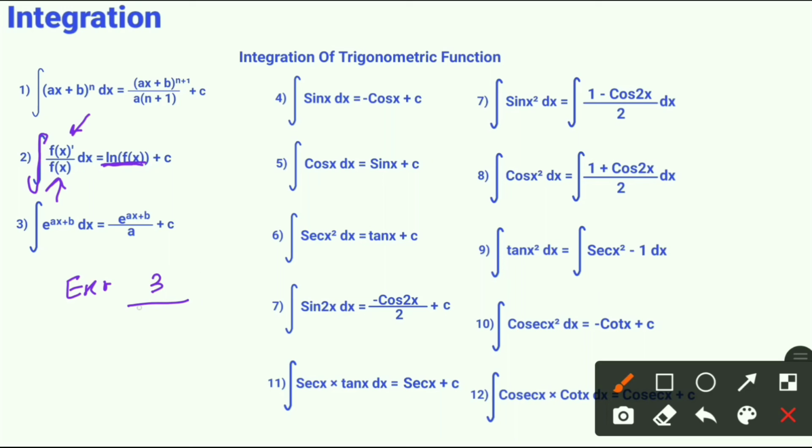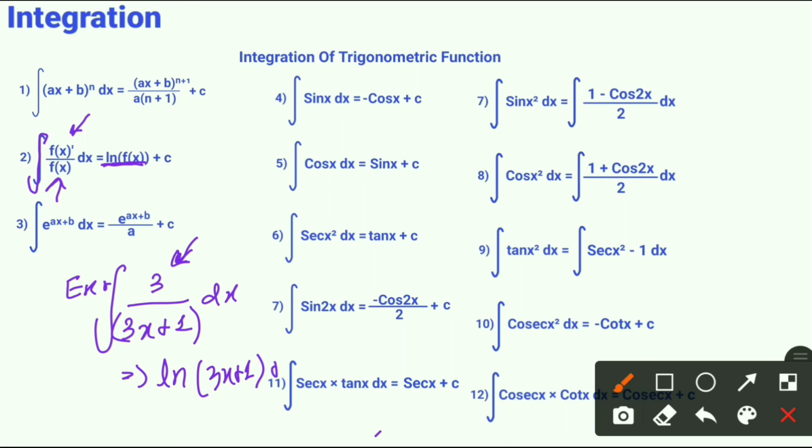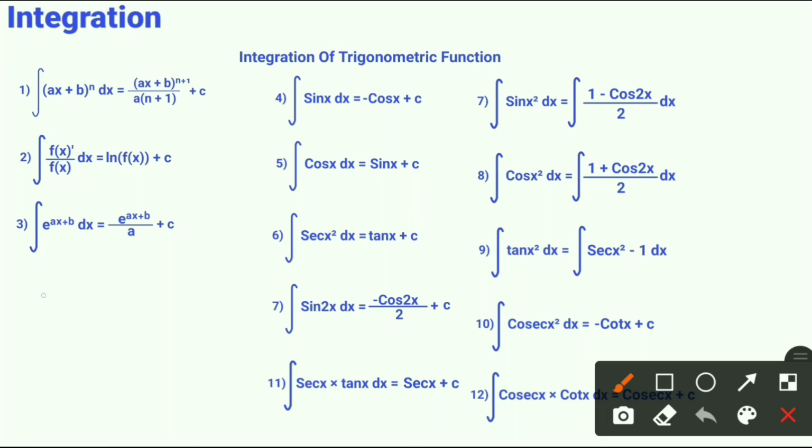Let's say that I have the derivative 3 upon 3x plus 1. Okay, the differentiation of 3x plus 1 is 3. We are doing the integral of this, right? So the differentiation of 3x plus 1 is 3, and it's right here. So I can write it down like ln(3x plus 1) plus c. This is the answer. This is the integral of this equation. Part number 2 is done. Number 3.